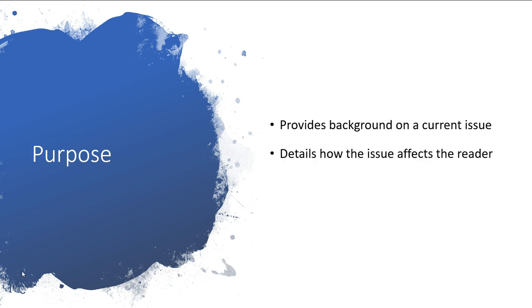The issue brief is typically written for a specific audience. It can be an internal audience, such as company officers, and often organizations use it to provide a quick update to a wider audience of professionals who can use the information in making various business decisions. Generally, an issue brief provides background on a current issue, details how the issue affects the reader, and recommends a course of action.